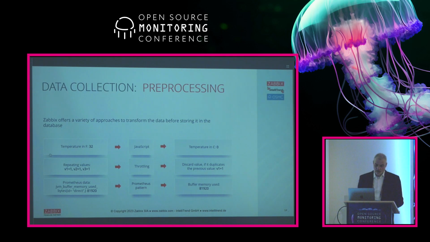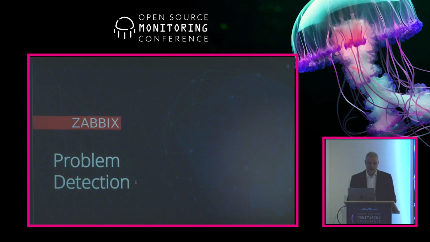And finally, one worth mentioning is Prometheus support. You can directly use Prometheus endpoints in Zabbix. There's a transformer called Prometheus pattern, and you can work from there. So it's native, built-in. Very nice. Use it a lot. Problem detection.